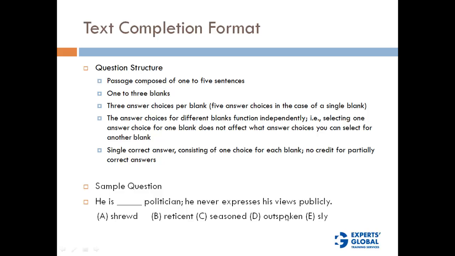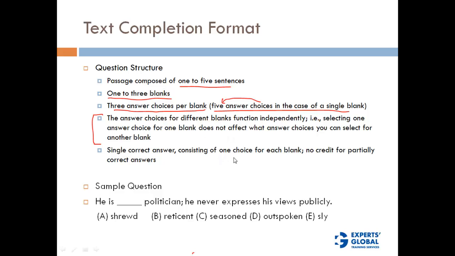In text completion, there are three different types of questions: text completion with one blank, two blanks and three blanks. All of them start with one passage composed of 1 to 5 sentences. There are 1, 2 or 3 blanks, and each blank has at least 3 answer choices. So if we are having a single blank question, we have 5 answer choices, right? And our job is to choose answers for each of those blanks such that the sentence as a whole indicates something. It has a holistic meaning, right?